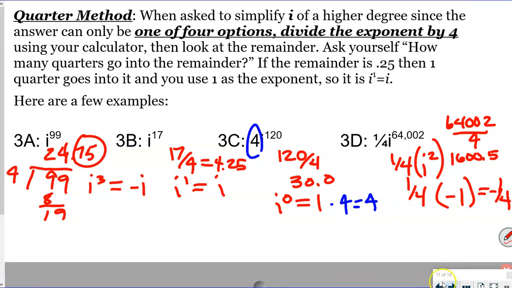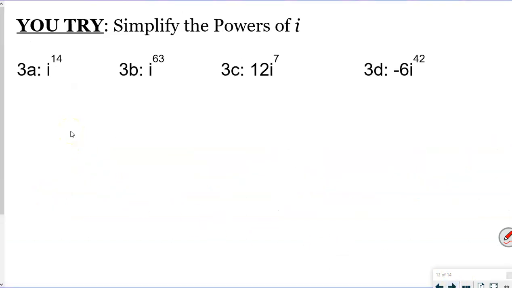All right, now we got some U tries left. So let's see if you guys can do these on your own. Come back to me when you're done.